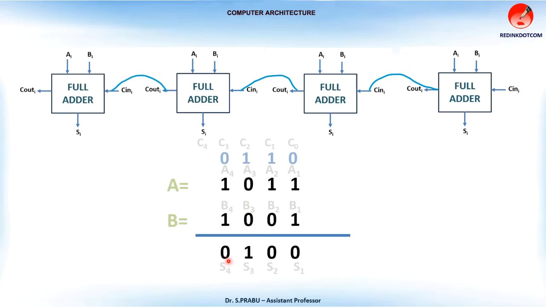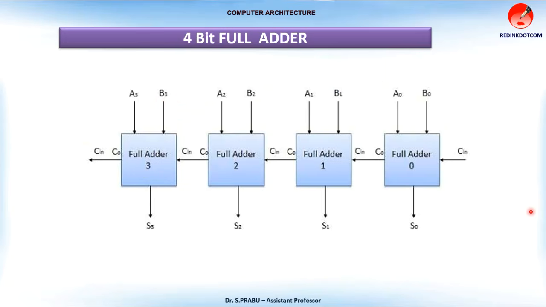So the sum is 0, carry is 1. So for adding two binary numbers, both having 4 bits, we need 4 full adders that can be connected in this way. The generated carry can be taken by the second full adder. These 3 numbers are added, and sum and carry can be generated. In this way, all the bit values are calculated. So the 4-bit full adder can be illustrated in this way.